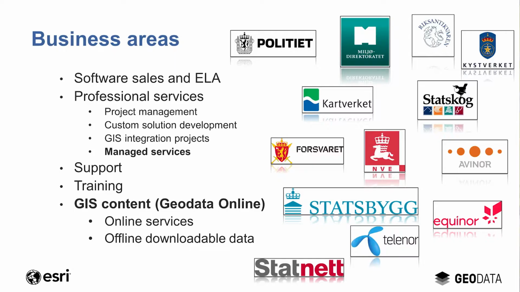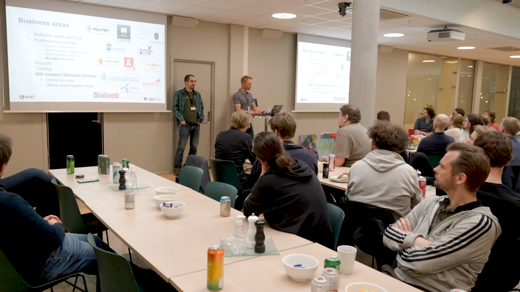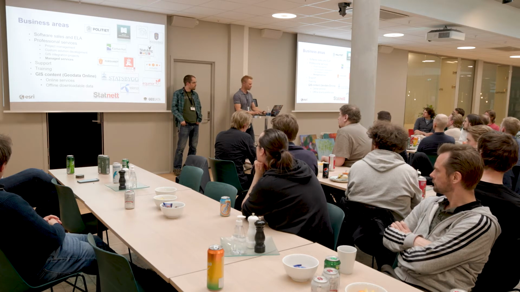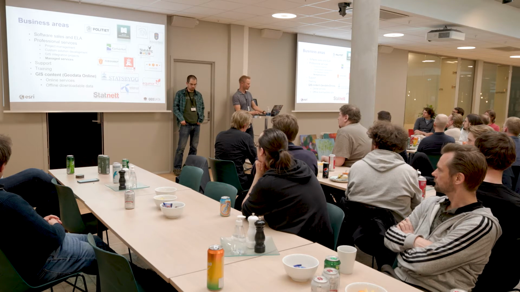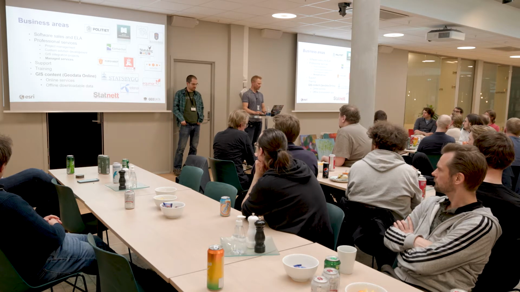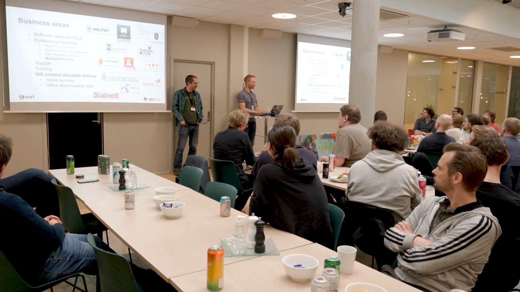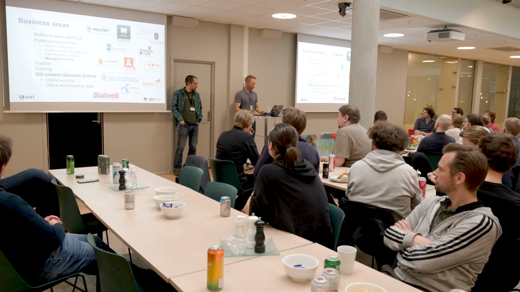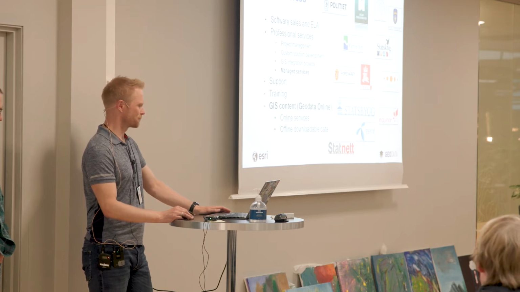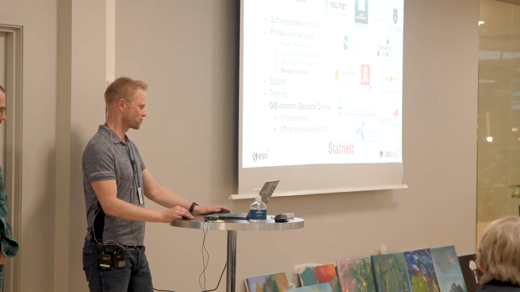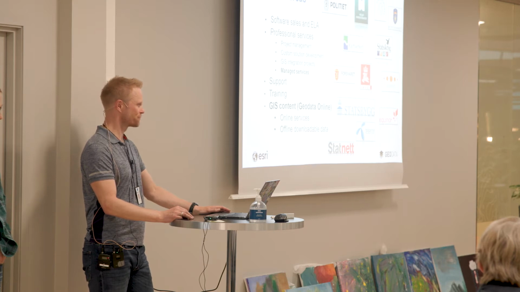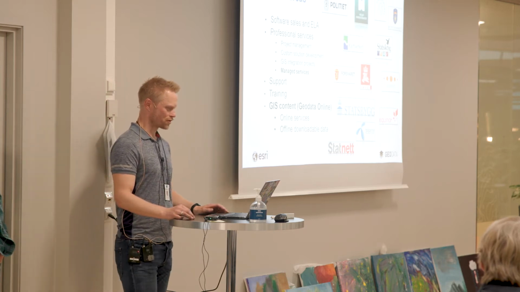We're working with many different business areas, and I would just like to highlight those in bold here, and why this topic is important to us. We have GIS content, like data that we sell and provide. We have online services and also offline downloadable data. And we also have a professional services division here at Geodata and a managed services offering that they run. So the first workload we put in production on both AWS and Kubernetes was for Geodata Online, our own internal product team. So that's where it all started.